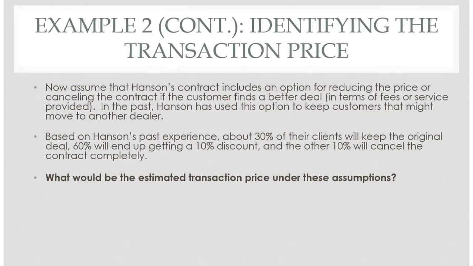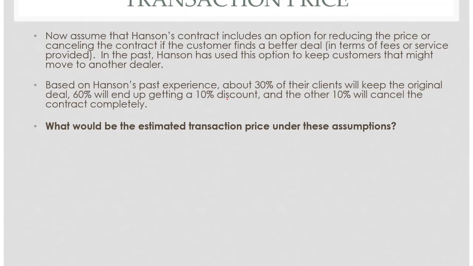But just for the sake of practicing one other option, let's say that Hansen's contract includes an option for reducing the price or canceling the contract if the customer finds a better deal. Again, this is a what if, just so we can see how this works. Based on our past experience, 30% of clients keep the original contract, 60% get about a 10% discount, and the other 10% simply cancel because they find a better deal. So using these numbers, what would be our transaction price?